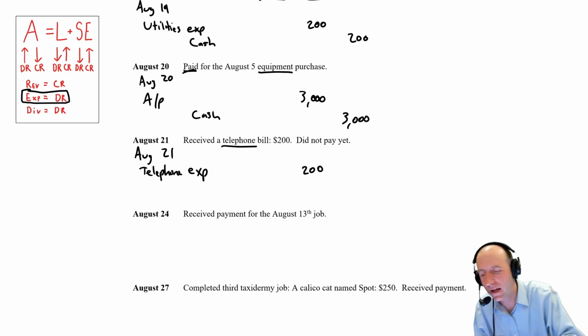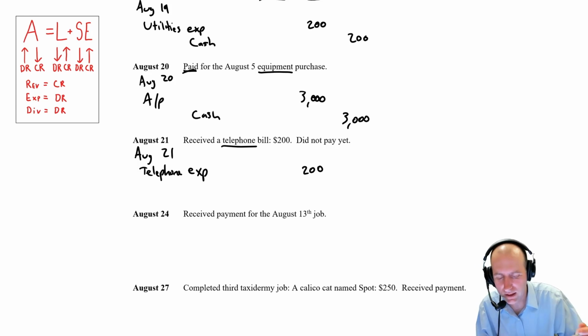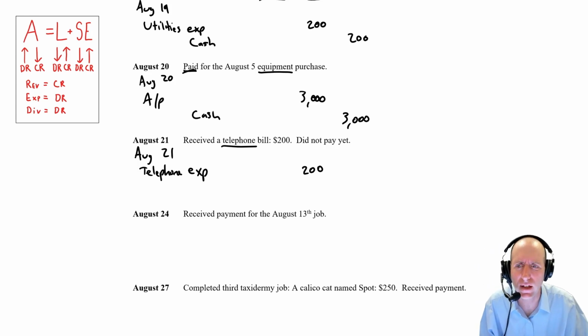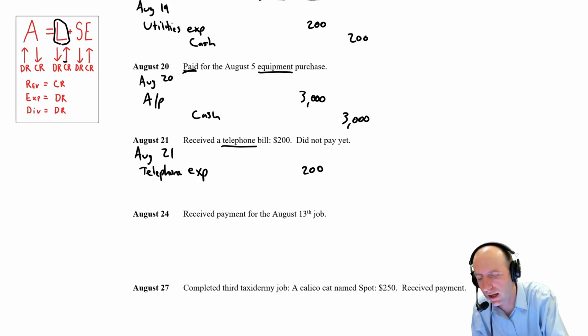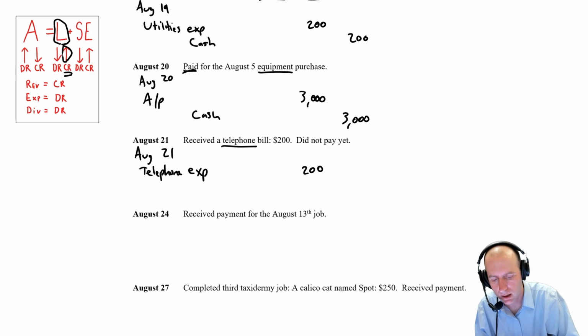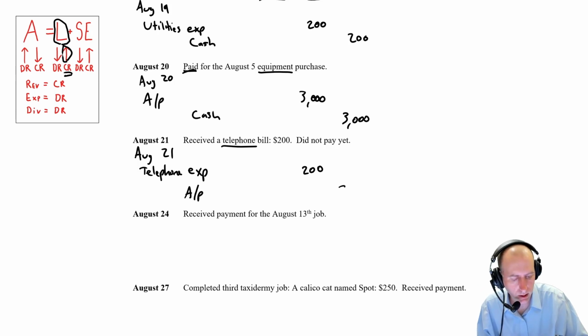Okay, anyway, we've debited, weird aside, we've debited telephone expense. What's the other piece of this? Well, it's a liability we're going to have to pay back. It's an account payable. And yesterday I didn't owe the phone company anything. Today I owe them $200. So credit AP, $200.